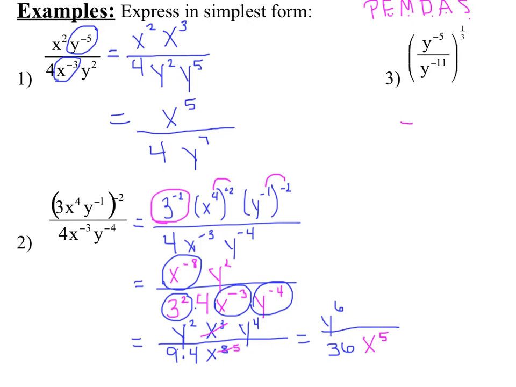So if I subtract my exponents, I would have y to the negative 5th minus a negative 11th. So really I'm going to add that. Because I'd have y to the negative 5th minus negative 11. So if I was looking at it, it'd be y minus a negative, which would change to a positive. So I really have y to the negative 5th plus 11 would give me y to the 6th inside my parentheses. Still raised to the 1/3.